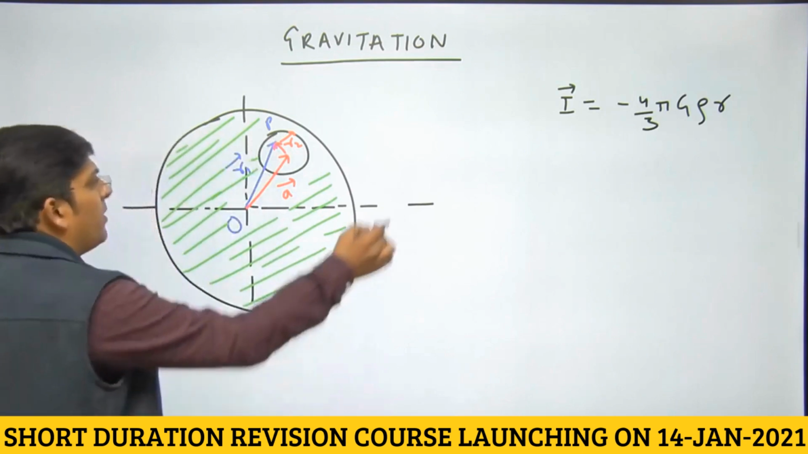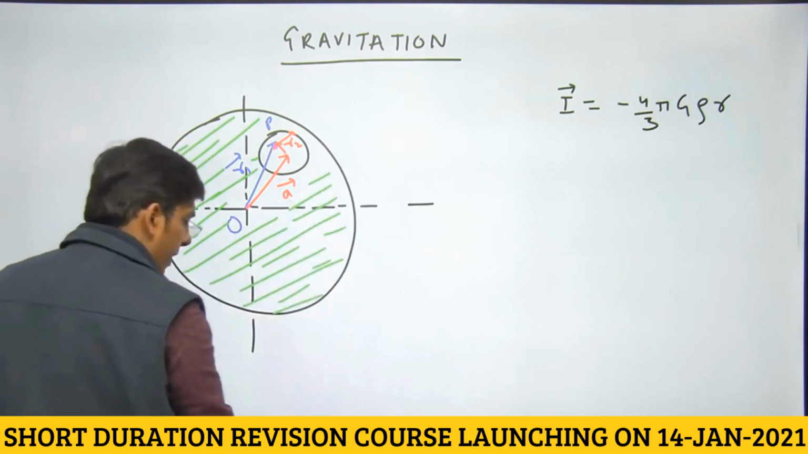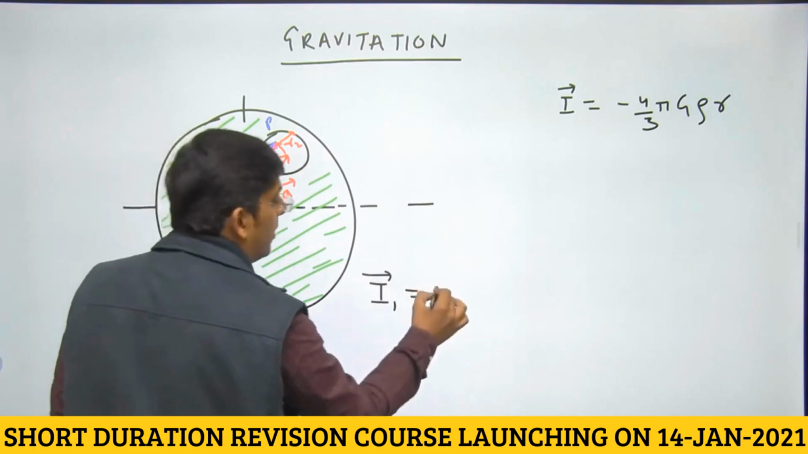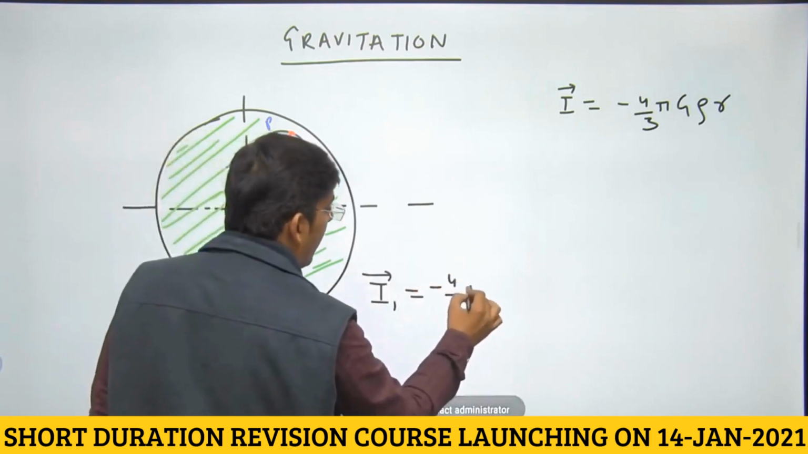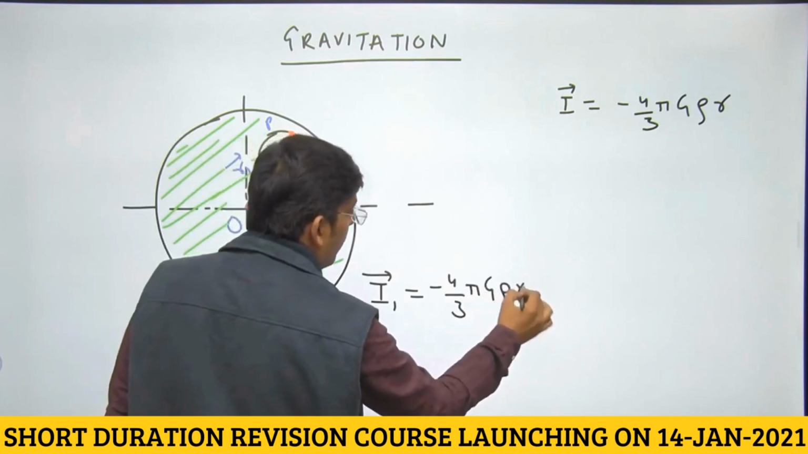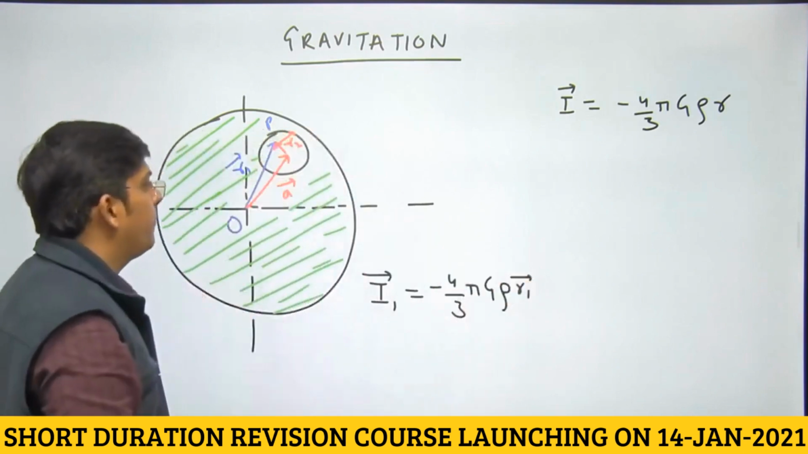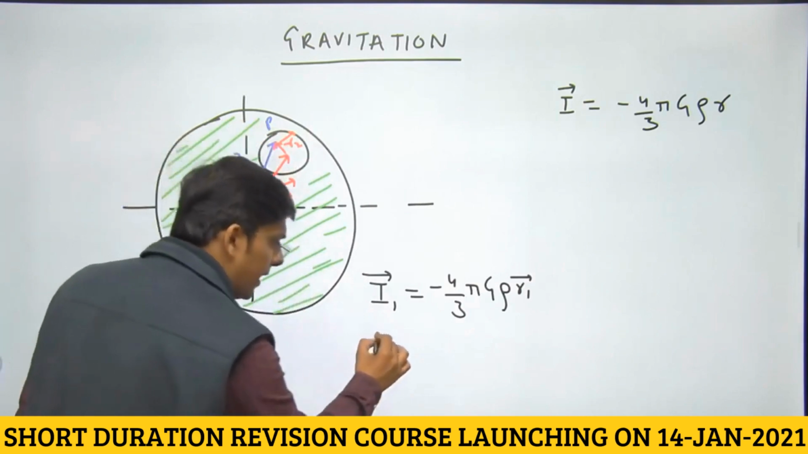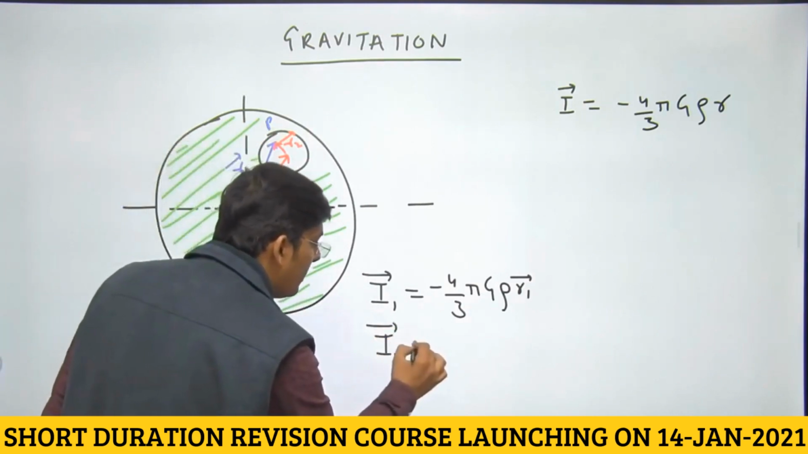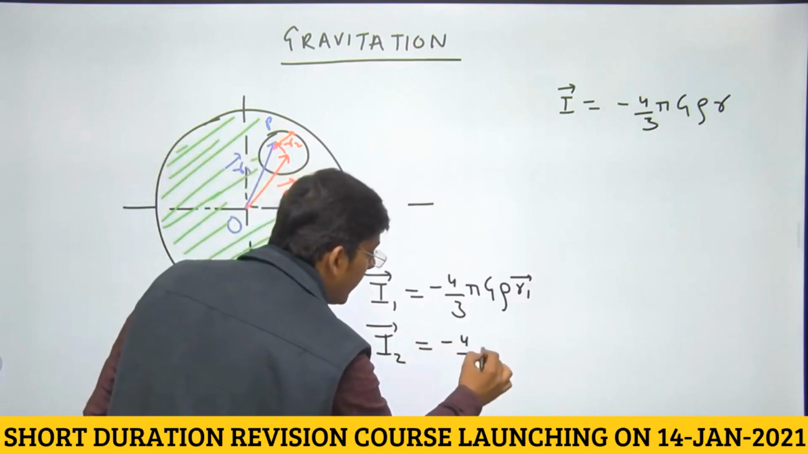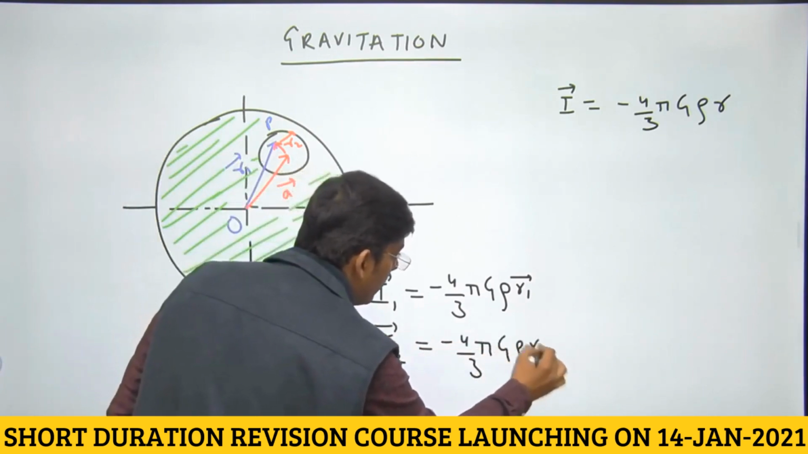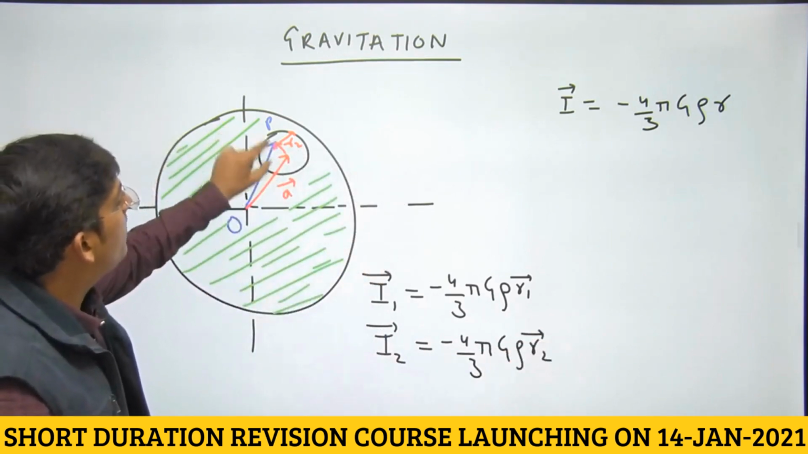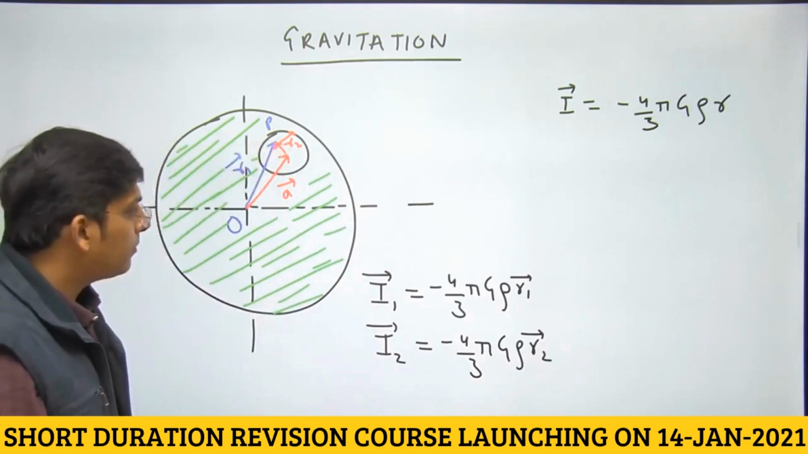See, we assume that once upon a time this sphere was complete and gravitational field intensity due to the big sphere at point P was actually minus 4 by 3 pi capital G rho R1, since distance from the center is R1. And obviously the removed part, only the removed part, the gravitational field intensity at point P due to only the removed part of the sphere, only the spherical cavity, is this. Since position vector of point P, considering this as a center, is R2.